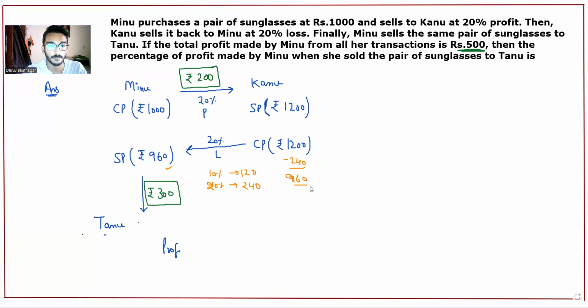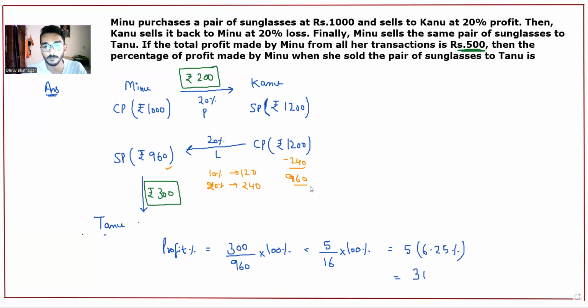So the profit percentage must be 300 rupees over 960 rupees. That is 5 by 16. Yeah. And 1 by 16 is how much? 6.25%. I hope that you have remembered these 1 by percentage values till 1 by 21 and 1 by 25. This should be thoroughly remembered by heart. So this is 31.25%. So this is an easy go with the flow question.